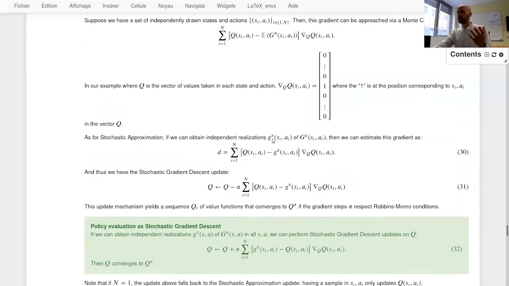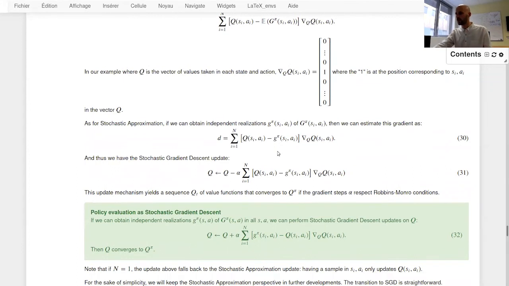So exactly the same way as for stochastic approximation, if we can obtain those independent realizations G^π(s_i,a_i) of the random variable G^π(s_i,a_i), then we can estimate this gradient as a descent direction D, which is the sum over a certain number of samples of the difference between Q(s_i,a_i) and the realization of the random variable G^π(s_i,a_i) times the gradient with respect to Q of Q.